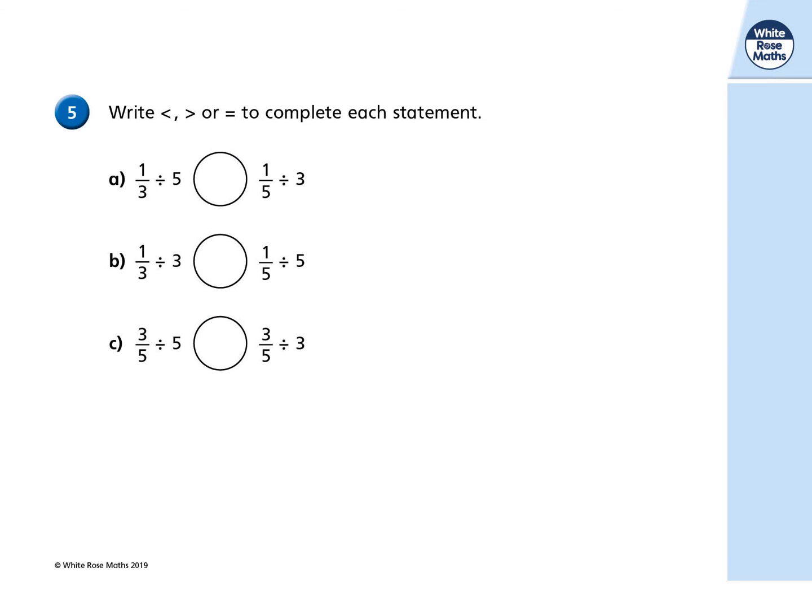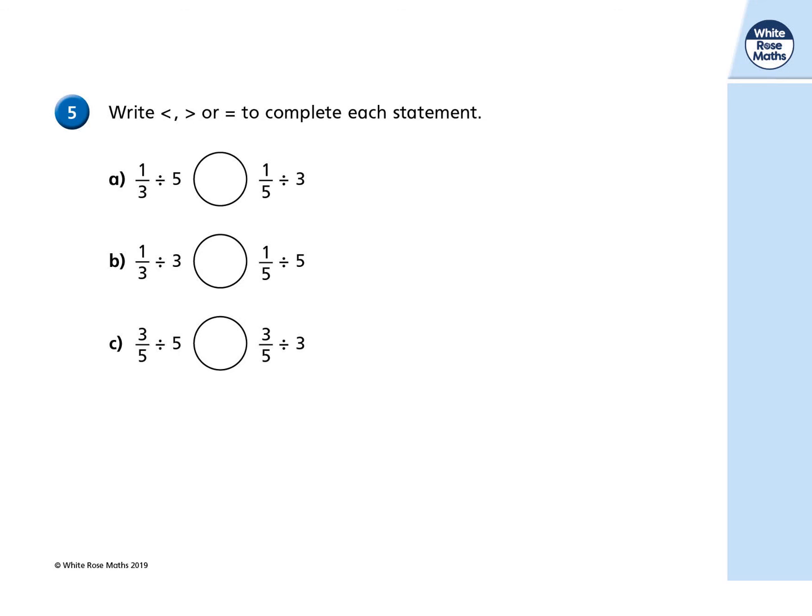Okay, so what we're going to do now is we're going to apply the skills in a slightly different way. What you've got to do is work out whether these fractions here are greater than, smaller than, or equal to the fraction opposite. So for example, for A, 1/3 divided by 5. Is that equal to, smaller than, or greater than 1/5 divided by 3? Have a look carefully, work it out, and see what you think, okay? Use precisely the same skills we've been using.